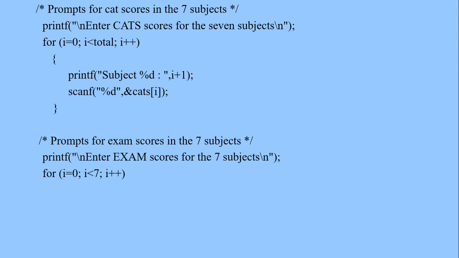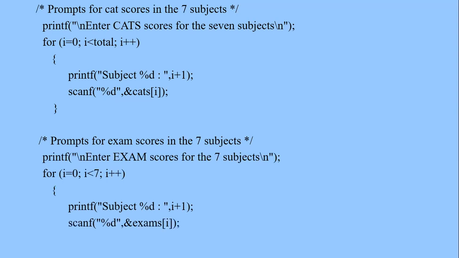We initialize the value of I to 0. And then we check whether the value of I is less than 7. So is 0 less than 7? If it is true, then we display the subject. So which subject? Subject, the content of I plus 1. I initially is 0, so 0 plus 1. And therefore, this statement will display subject 0 plus 1, that is subject 1.